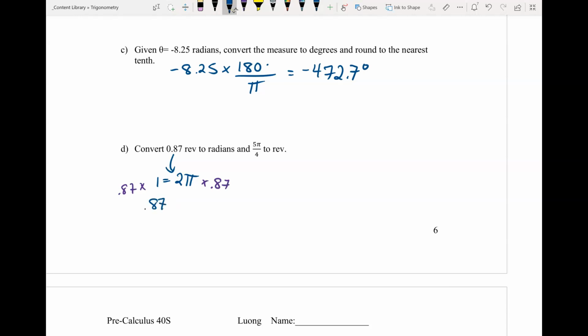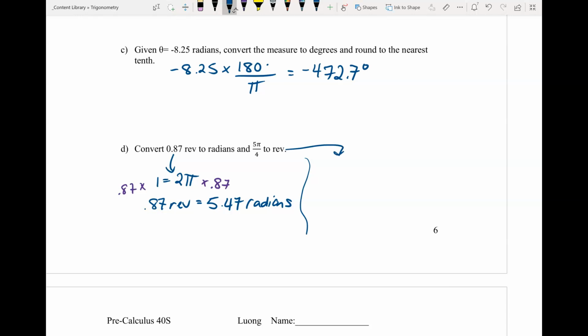So that's 0.87 revolutions. And then I'll calculate 2 pi multiplied by 0.87. This is 5.47 and that's still in radians. This means that 0.87 revolutions is the same thing as 5.47 radians. And then we're going to do the other one here.